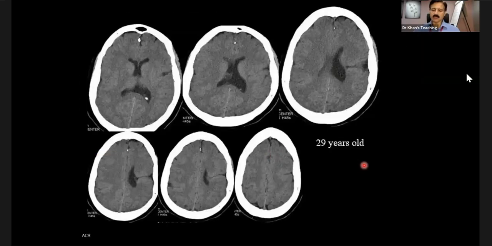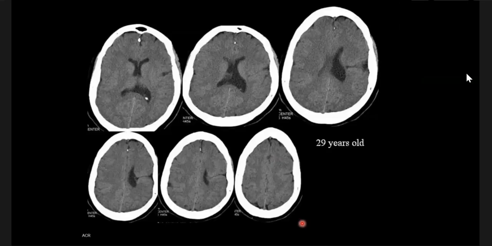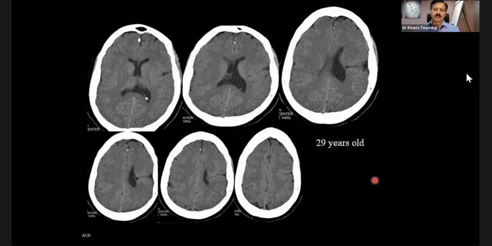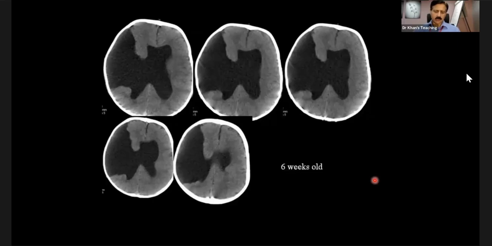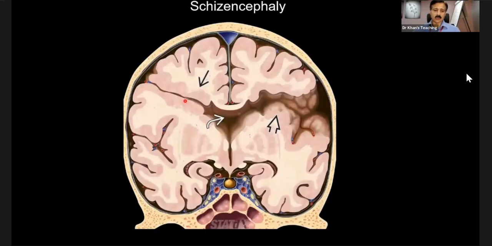Okay. Yes, please. So these are sequential axial CT head slices of a 29-year-old patient. The apparent abnormality is the presence of CSF fluid within the cleft in the left parietal region. This will be in keeping with a schizencephaly, I think. So it's a closed lip. Excellent. Okay. So schizencephaly can be closed lip or open lip.